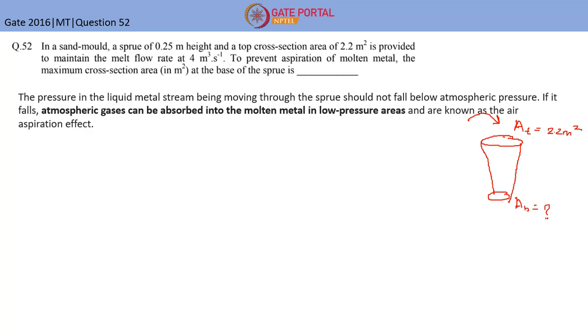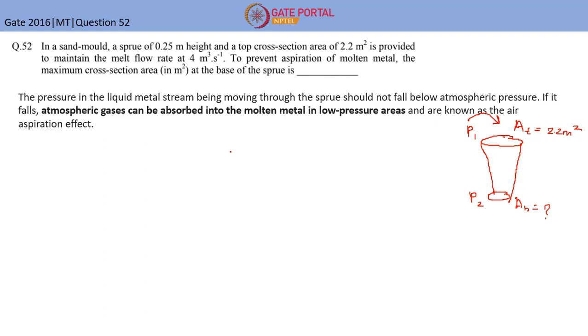So firstly we should know what is aspiration of molten metal. The pressure in the liquid metal stream moving through the sprue should not fall below the atmospheric pressure. So here P1 and here P2. P1 and P2 should be the same. If these are not the same, then atmospheric gases can be absorbed in the molten metal in low pressure areas, and this phenomenon is basically known as the aspiration effect.